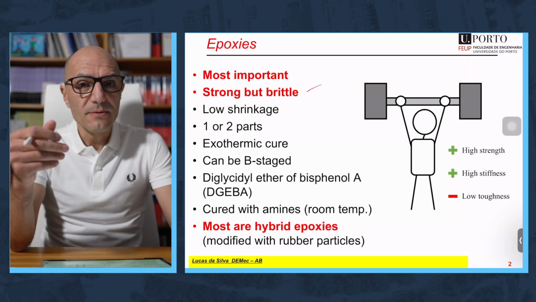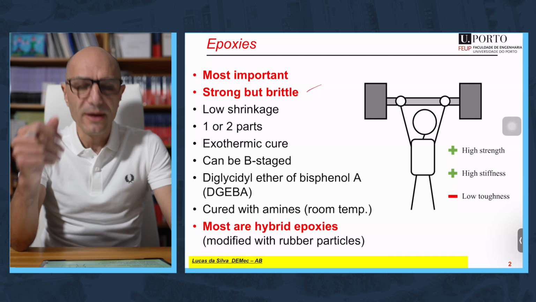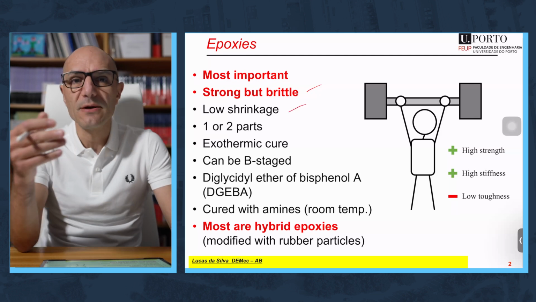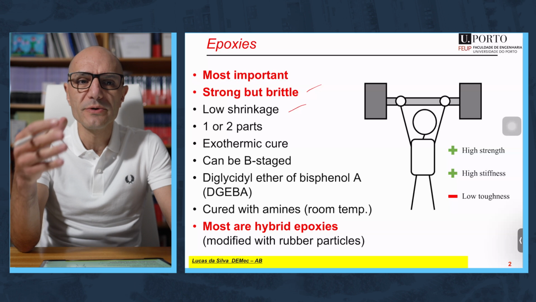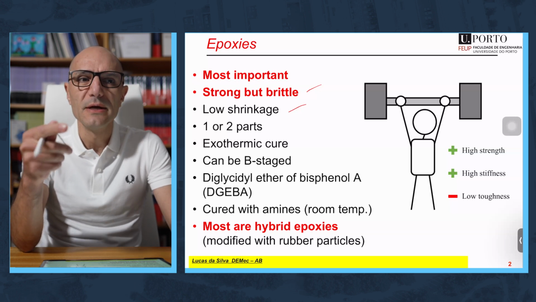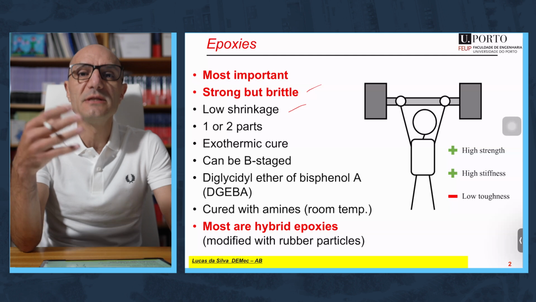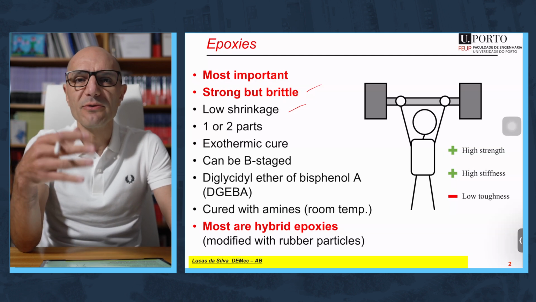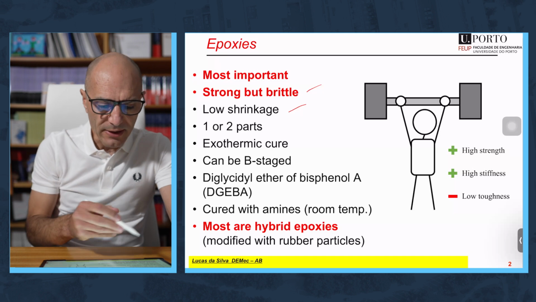They are very strong, but they are very brittle. That's the main mechanical properties. They have a low shrinkage. That helps a lot because in a joint we don't want an adhesive that shrinks a lot during a cure, because this would introduce a lot of residual stresses. Typically, epoxies shrink by about 5% during hardening.